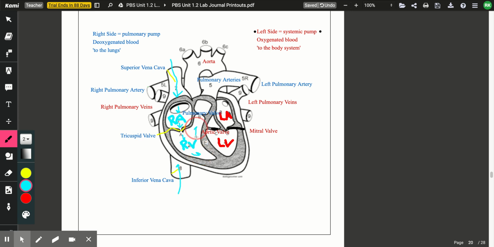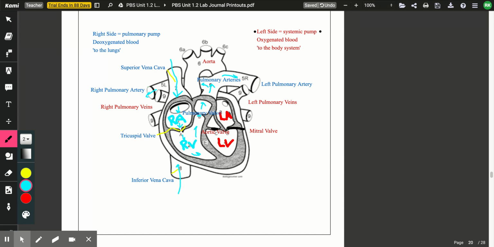After it's in the right ventricle, the heart is going to pump, it's going to contract, and it is going to go through the pulmonary valve, that's this valve right here, into the pulmonary arteries. So here is blood flowing through the pulmonary arteries. It's either going to branch left to the left pulmonary artery, or it's going to branch right to the right pulmonary arteries. Now, it's out into the arteries that surround the lungs.